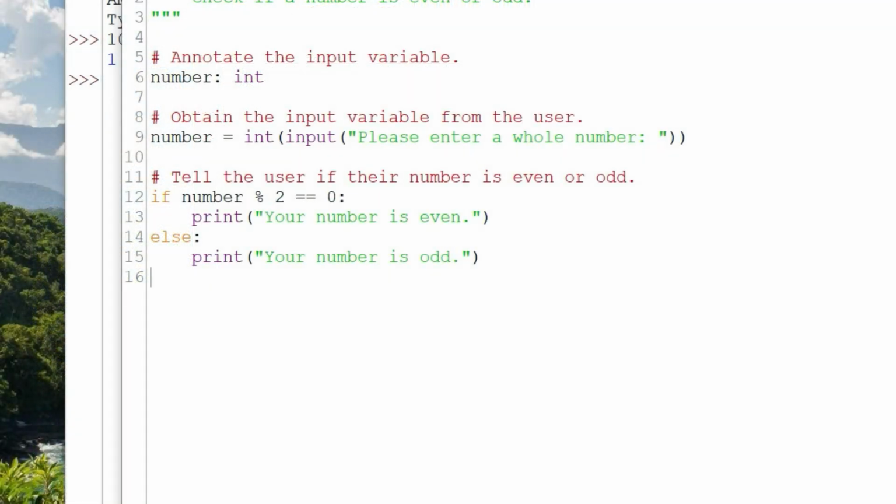If we divide 2 into an even number, the remainder is 0. If we divide 2 into an odd number, the remainder is 1. So code to check if a number is even or odd would look like: if number mod 2 equals 0, print your number is even, else print your number is odd. I can run this example a couple of times to demonstrate.